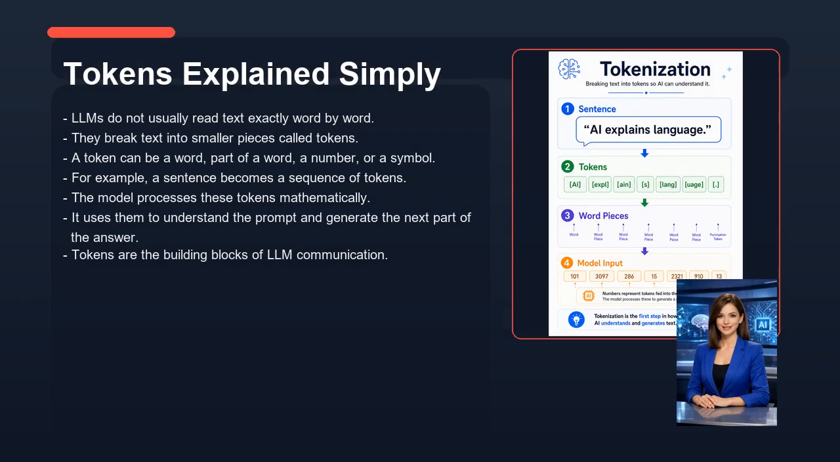Now let's look at tokens explained simply. LLMs do not usually read text exactly word by word. They break text into smaller pieces called tokens. A token can be a word, part of a word, a number, or a symbol. For example, a sentence becomes a sequence of tokens. The model processes these tokens mathematically. It uses them to understand the prompt and generate the next part of the answer. Tokens are the building blocks of LLM communication.